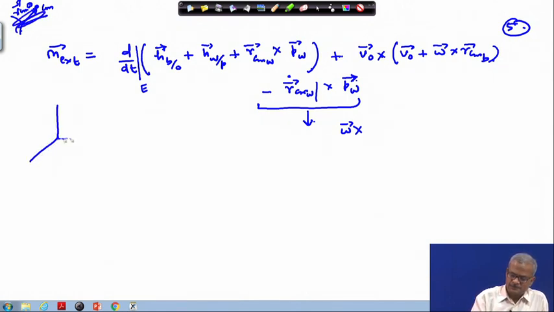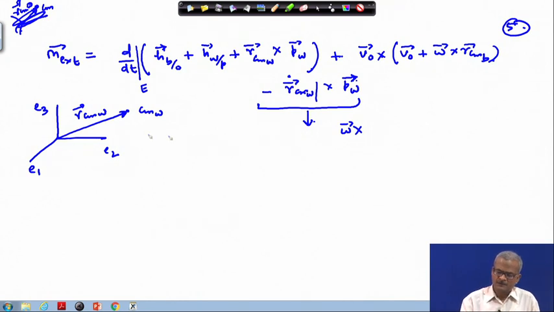Here, this is the body axes E1, E2 and E3, which are fixed in the main body. Somewhere, this is the center of mass of the wheel, and this vector we are writing as R_CM_W. The rate of change of this vector will depend on the angular velocity of the main body, which is rotating at omega. So this becomes omega cross R_CM_W and cross P_W.